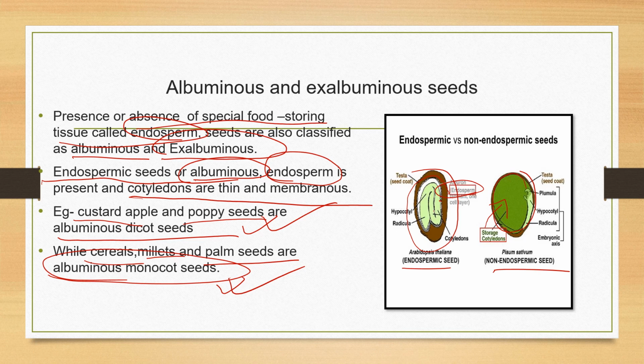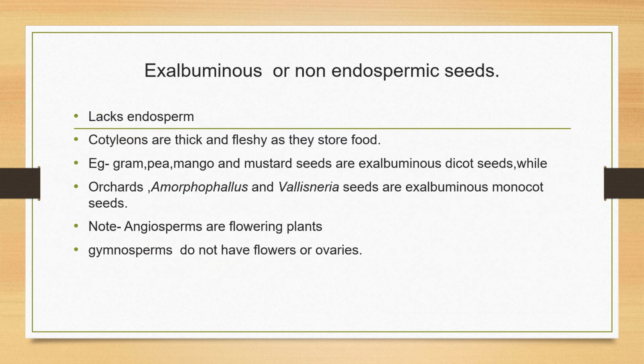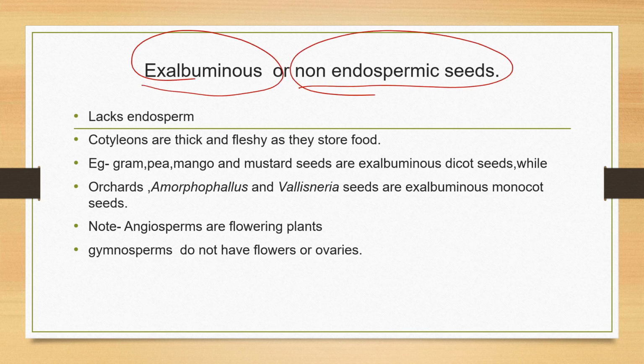So let us move on to the next part, that is the exalbuminous seeds. Now what are these exalbuminous seeds? These are the non-endospermic seeds, that is which lacks endosperm. Now cotyledons, there in the previous slide only I have shown you in the diagram, the cotyledons are very much thick and fleshy as they are storing the food, and there is no special endosperm present in the seeds for the storing of the food. So no special tissue is there.